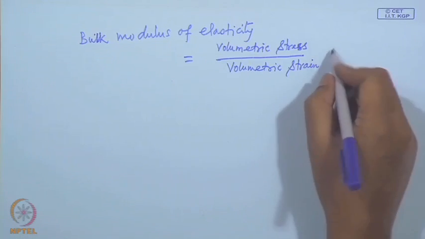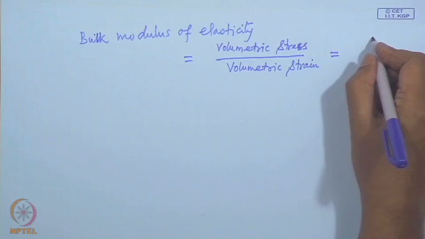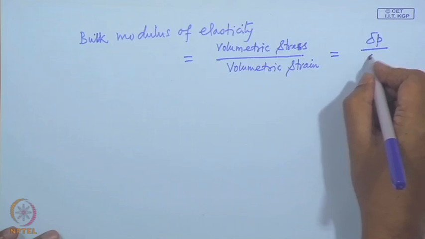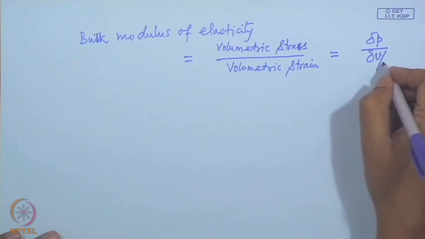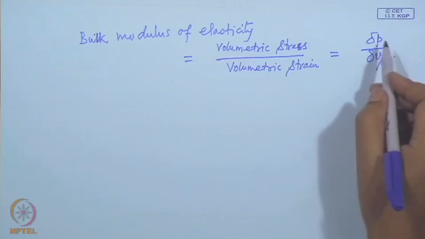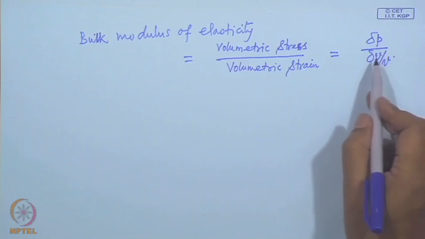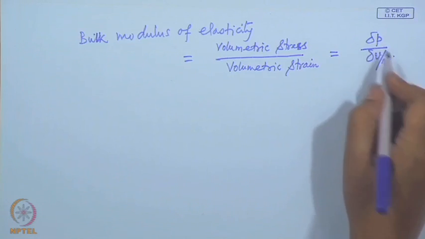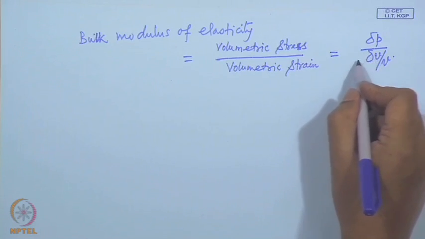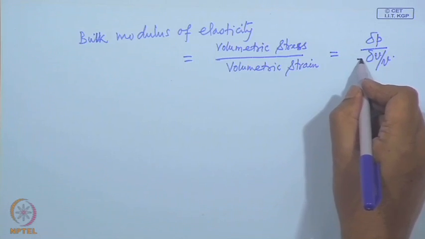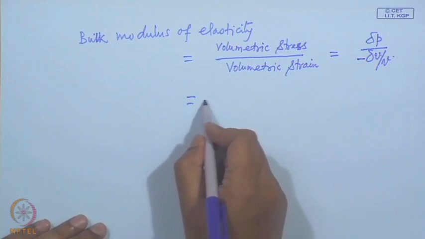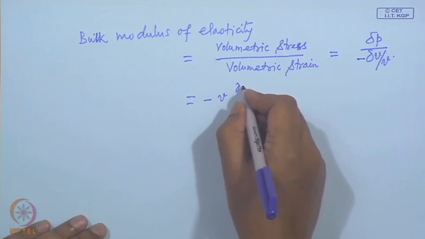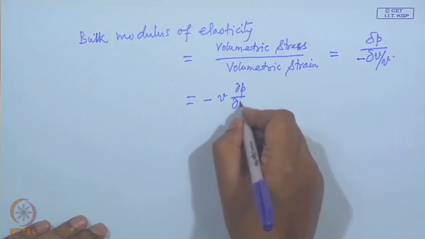Now the volumetric stress is delta P and the volumetric strain is delta V by V, and we know that if it is a compression then the volume will decrease. So, when pressure increases, volume decreases. So, it will have a negative sign, or we can write this to be minus V dP dV.